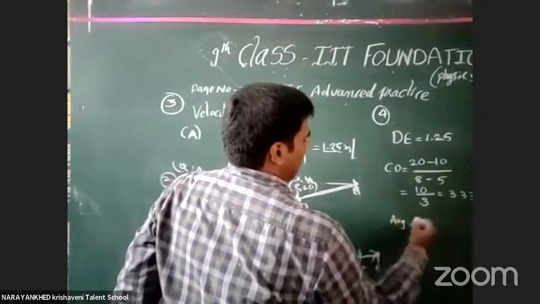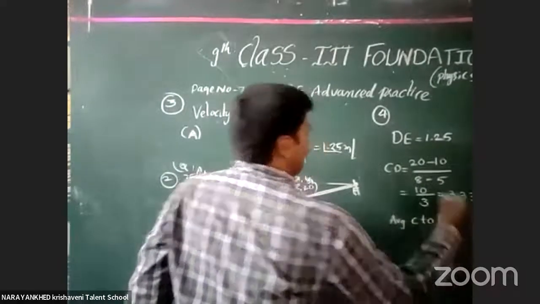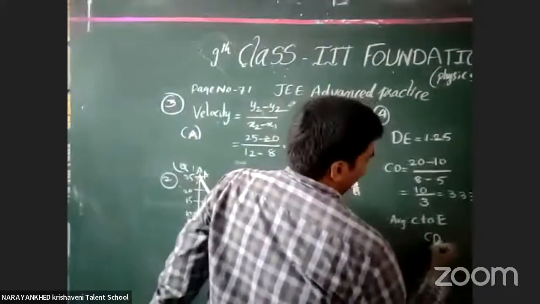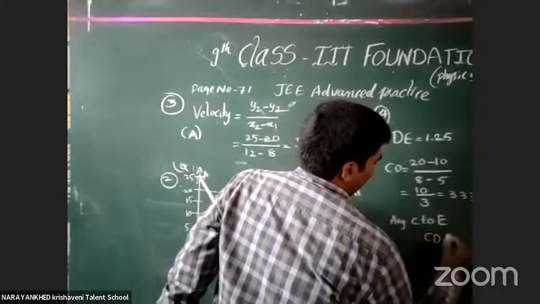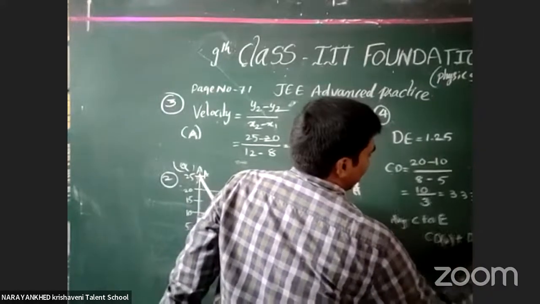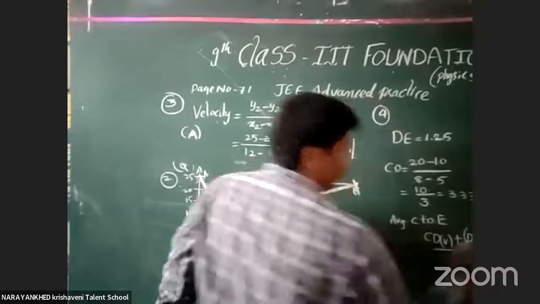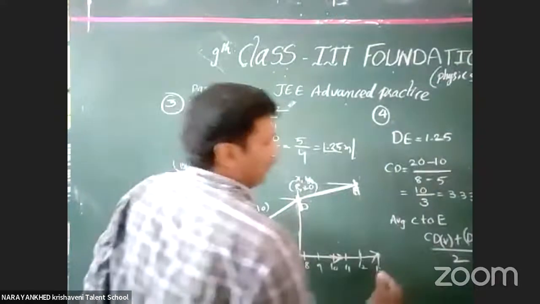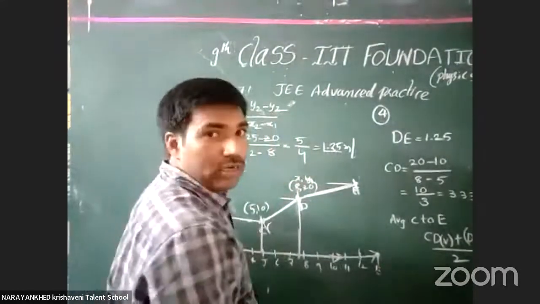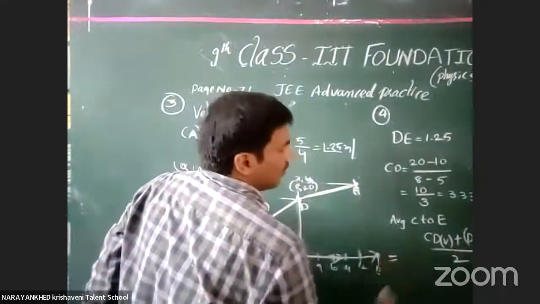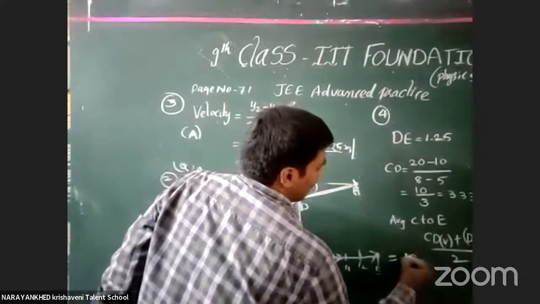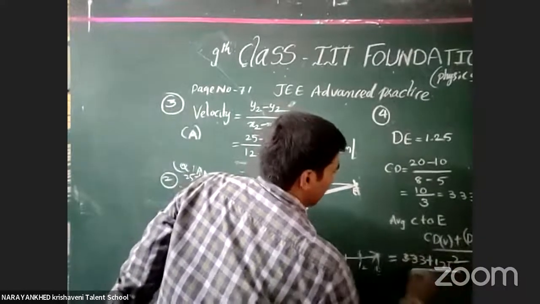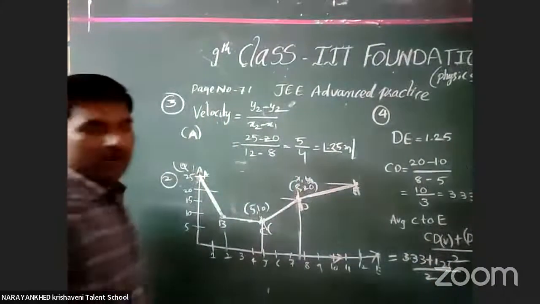Average velocity from where to where do we require? C to E. Clear or not? Now it will become the CD velocity plus the DE velocity, divided by 2. At that time we will get the average velocity. Now it is equal to 3.33 plus 1.25 by 2. Clear or not? Now I'll get it.